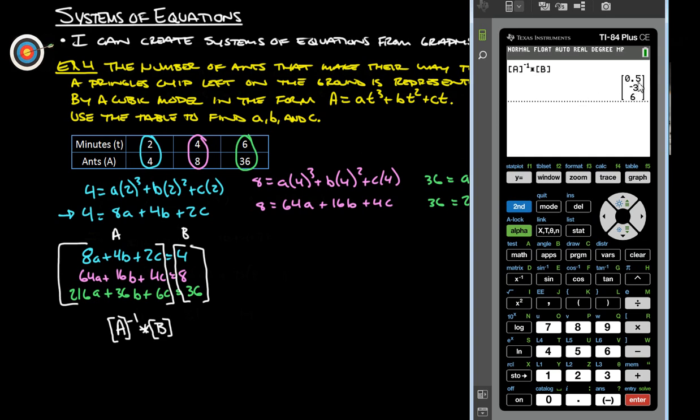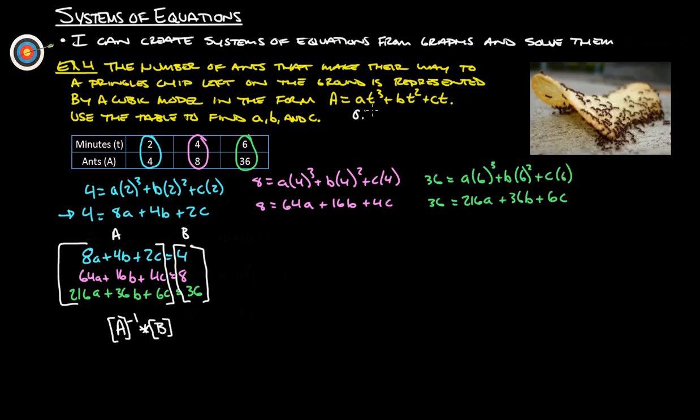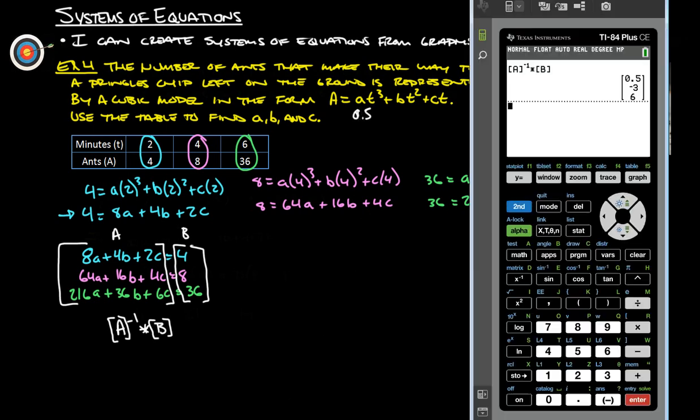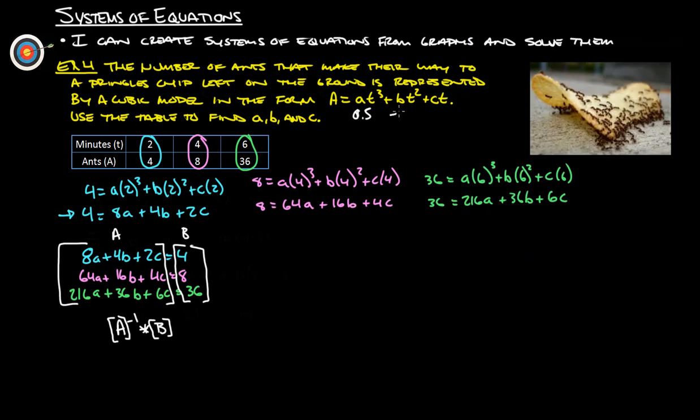So that means A is 0.5. We know that B is negative 3, and C is 6. So the equation for this, filling in all these blanks, is going to be this. A is going to equal 0.5t cubed minus 3t squared plus 6t. So if you plug 2 into this equation, you'll get 4 out. If you plug 4 into this equation, you'll get 8 out. If you plug 6 into this equation, we get 36 out.